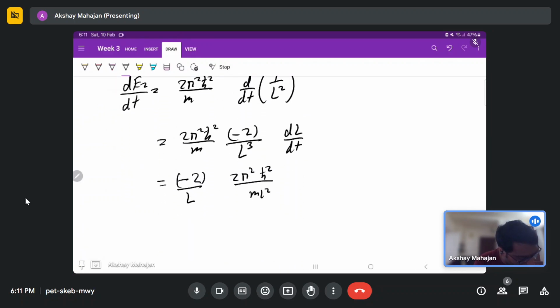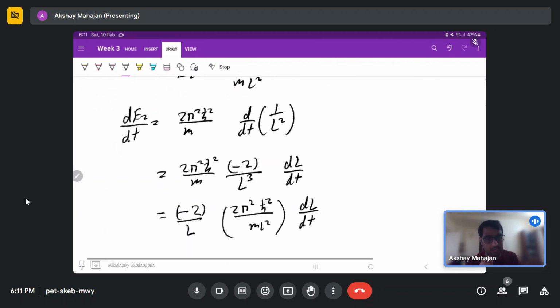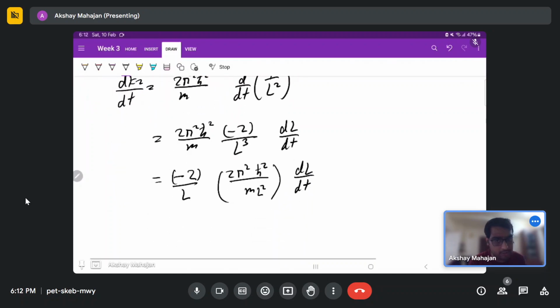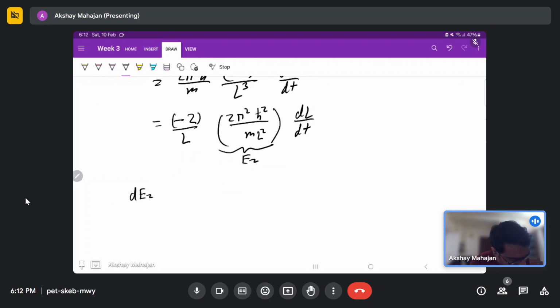So why am I writing this? Here we can see that we have 2π²ħ² by mL². This is mL², and this will be our E2, as we have seen here. E2 is 2π²ħ² by mL². So this will be E2. So basically our dE2/dt will be equal to minus 2 E2 by L times dL/dt. Alright, so that will be the answer.